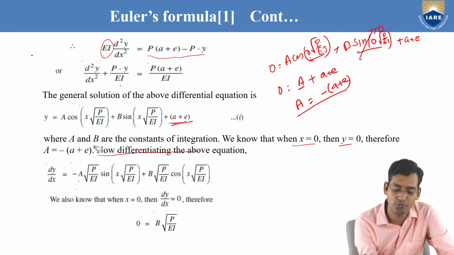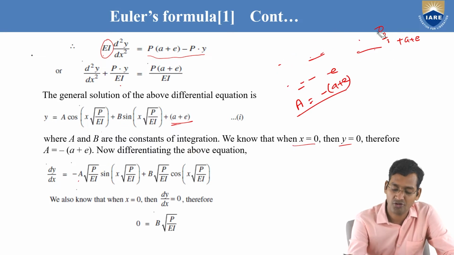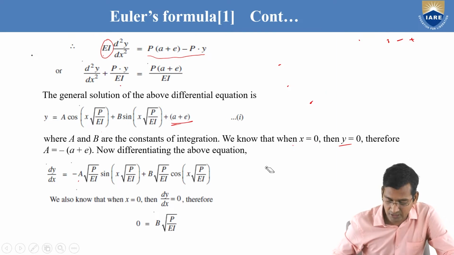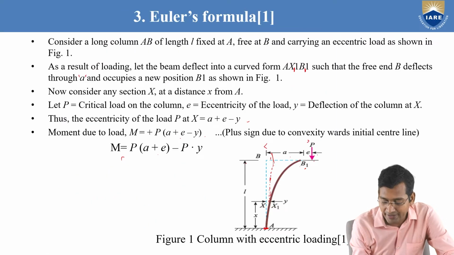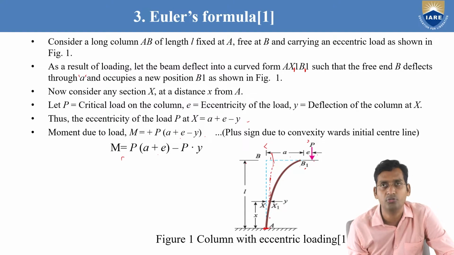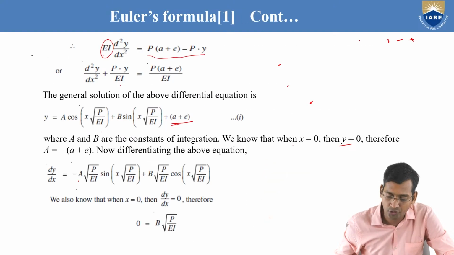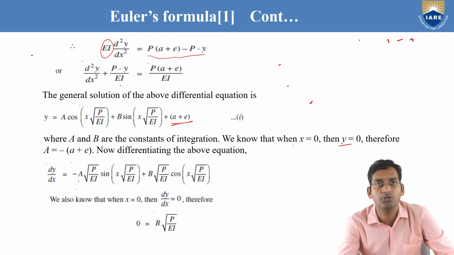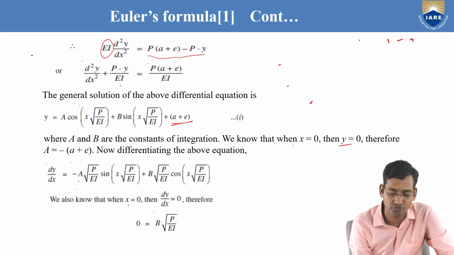Now next what we have to do? We have to apply the boundary condition again. Okay, now just see the figure. At x equals 0, what will be the slope? That also will be 0. So at x equals 0, we can say dy by dx will also be equal to 0. So put here x equals 0 and dy by dx equals 0 in this one.